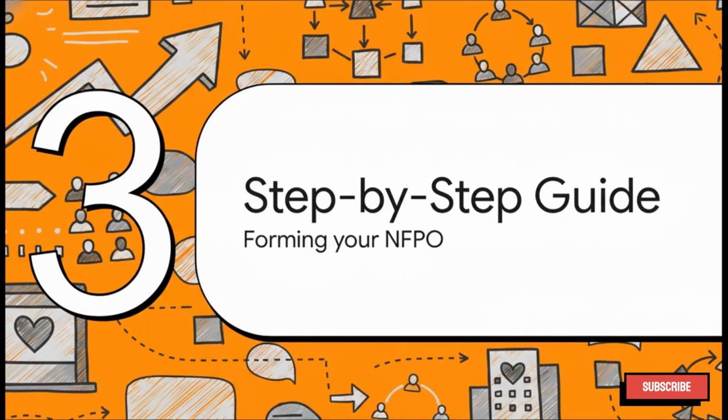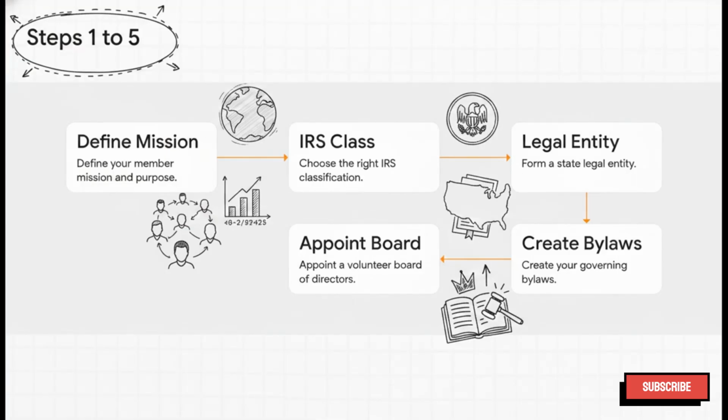All right, that brings us to section 3, the step-by-step guide. Okay, let's dive into this simple roadmap for actually creating your own. These first 5 steps are all about your initial planning and your state filings. Step 1 is defining exactly who your members are and what your mission is. You have to nail that down first.